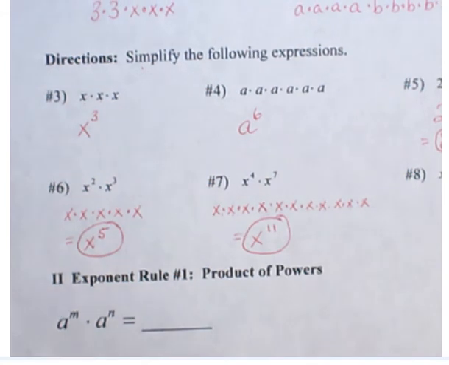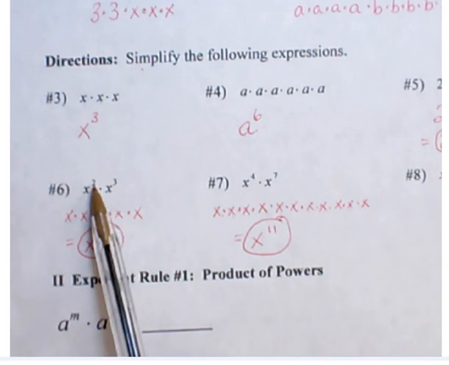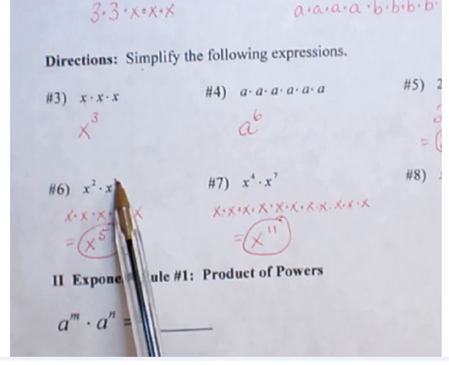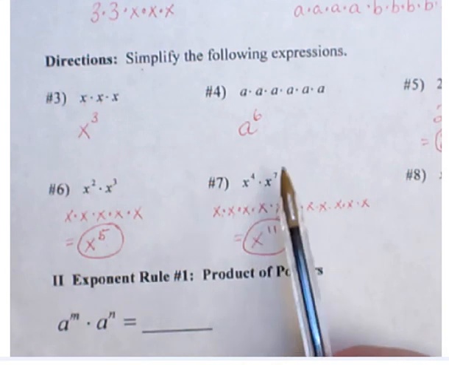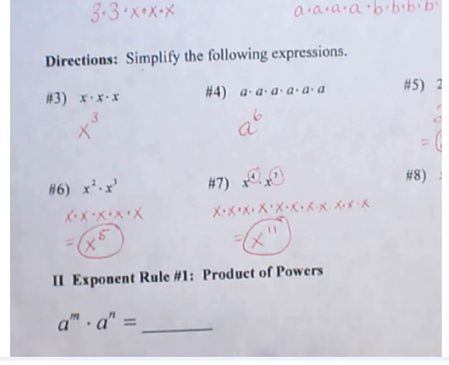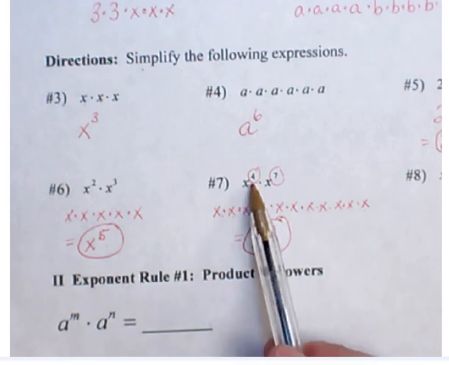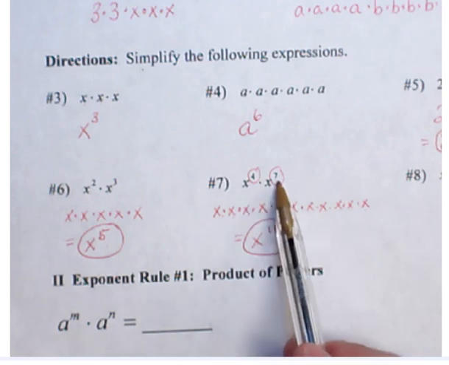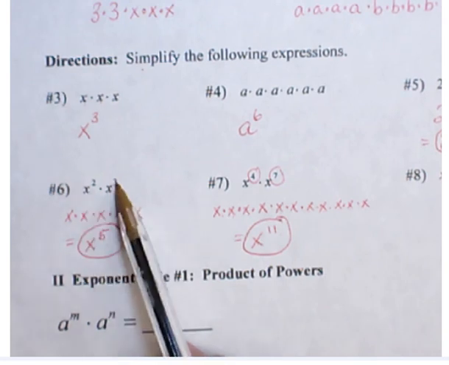Now here's the thing. Let's see if we can come up with an easier way of doing this. If you look at the exponents, x squared, x to the 3rd, 2 and 3, what was the answer? 5, x to the 5th. X to the 4th times x to the 7th. When you multiplied that, what was the answer? X to the 11th. How do you get 11 from 4 plus 7? You add it.